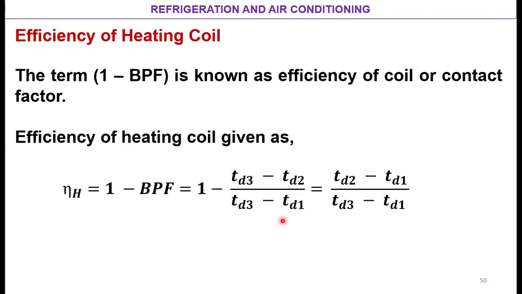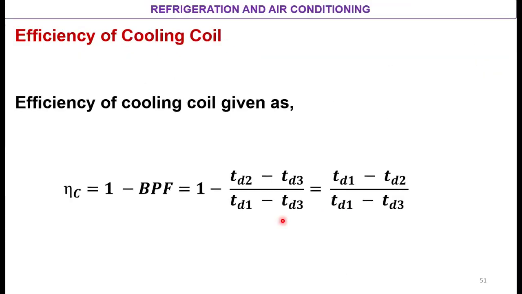So I can write down now the efficiency of the heating coil by the equation that is shown at the bottom. Eta H, that is efficiency for the heating coil. The efficiency is 1 minus bypass factor. So 1 minus, we have seen the bypass factor for the heating coil, TD3 minus TD2 divided by TD3 minus TD1. You simplify this equation and you will get TD2 minus TD1 divided by TD3 minus TD1. Efficiency of the heating coil.